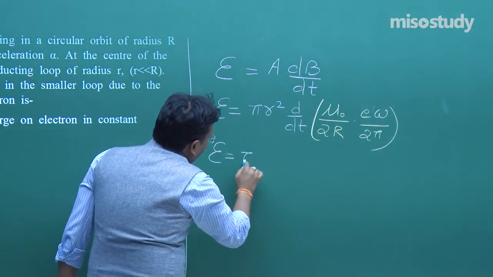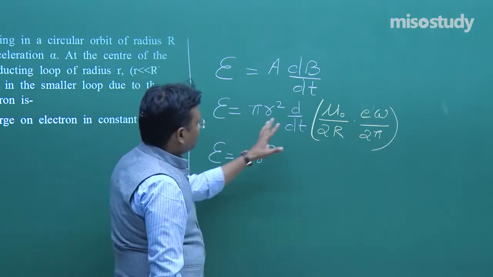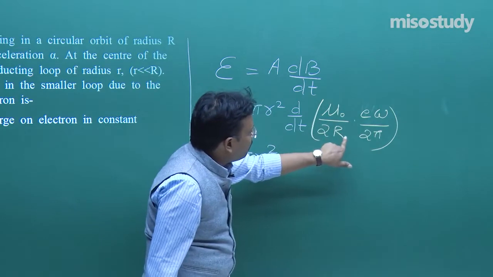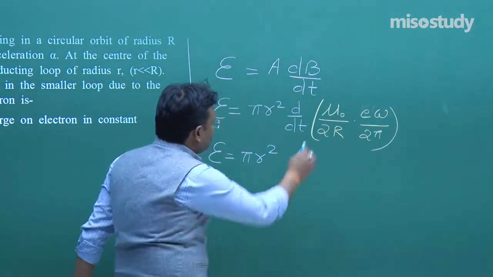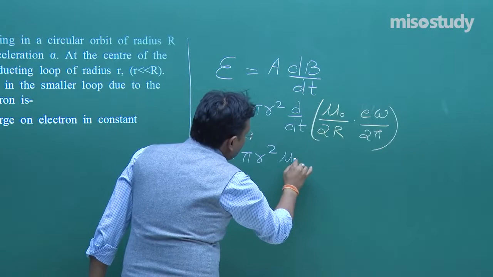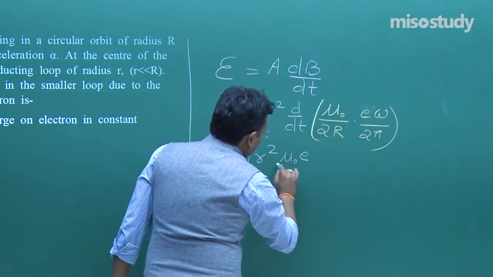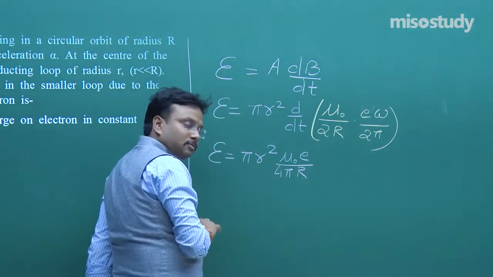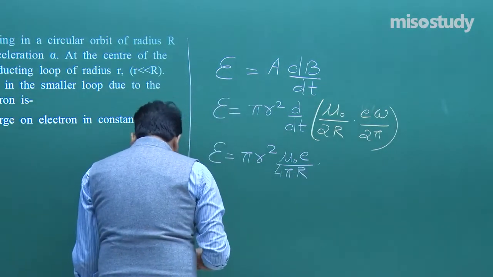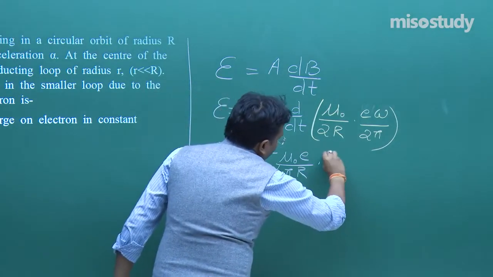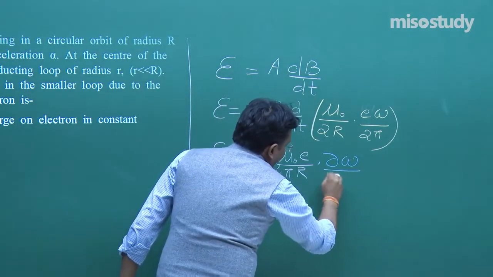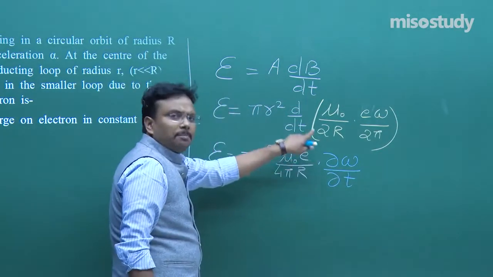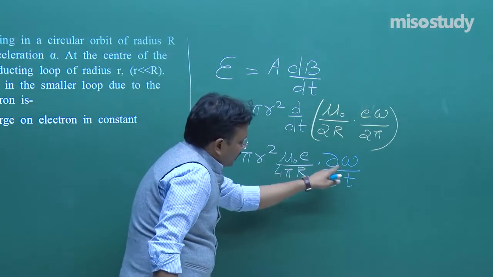Is equal to pi r square, then mu naught E upon 4 pi r as it is. Okay, so mu naught E upon 4 pi r, fine, into delta omega by dt, d omega by dt, something like that. It is just showing that it is changing.